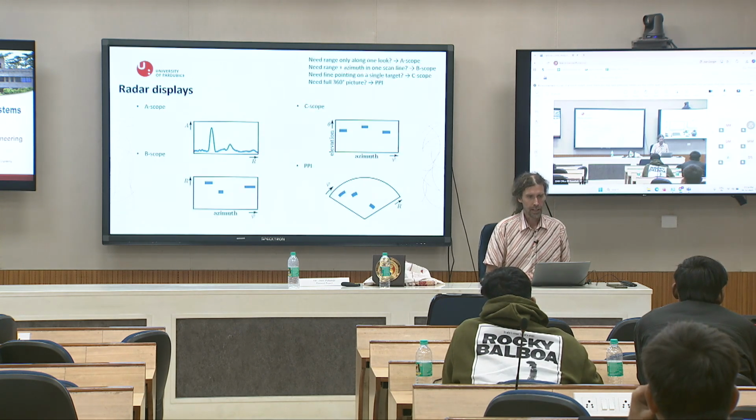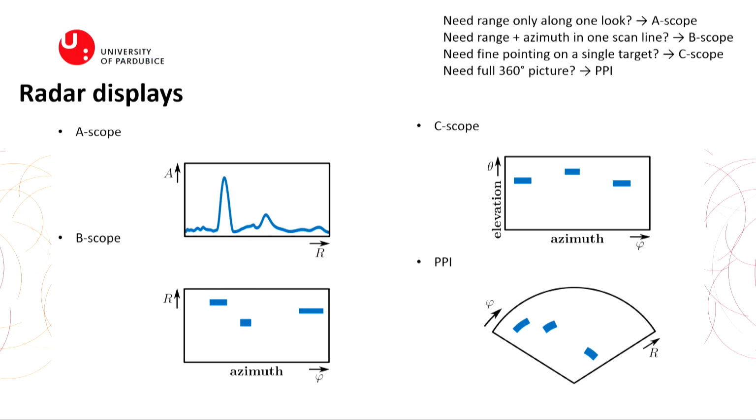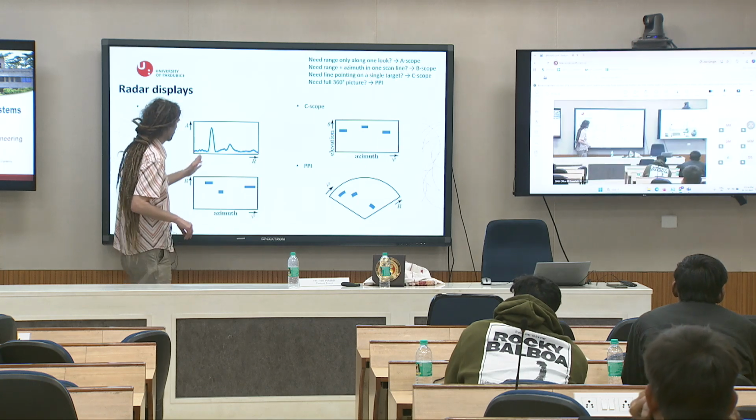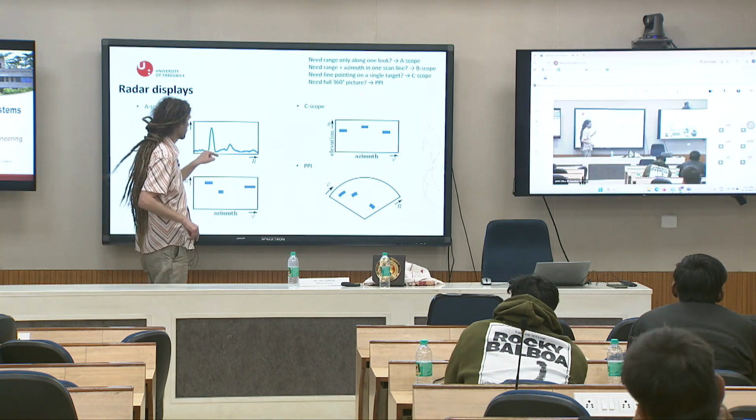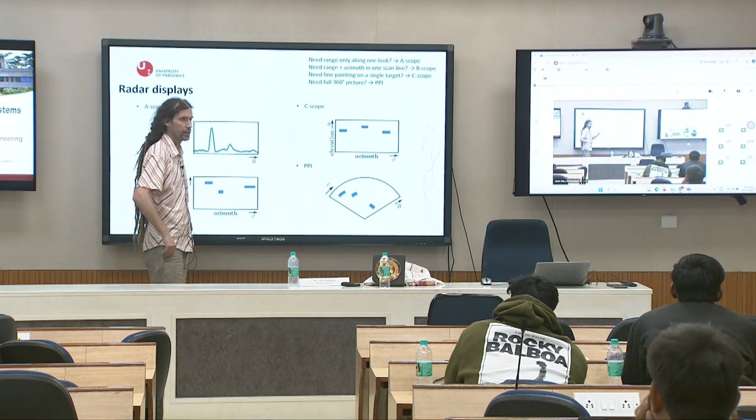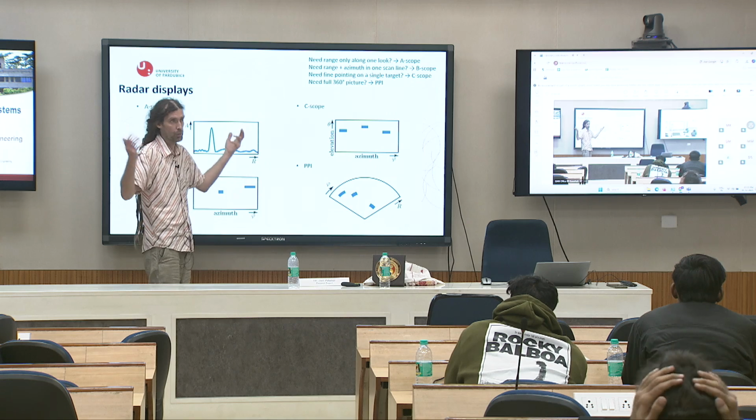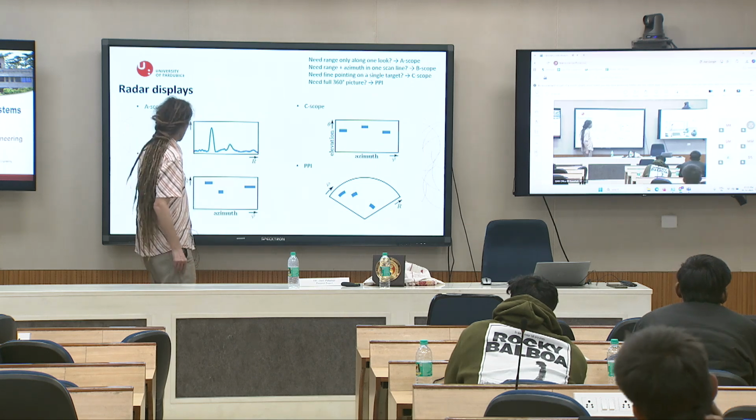Okay, if it is clear until now, I will continue to radar displays. It will be more interesting. You can see these are the basic visualizations of outputs: A scope, B scope, C scope, and PPI. If we need range only, we can use the A scope. What is this? It is just the amplitude of my response, and it is clear my target is there. This could be caused by noise or it is a weak target, but it is range and amplitude.